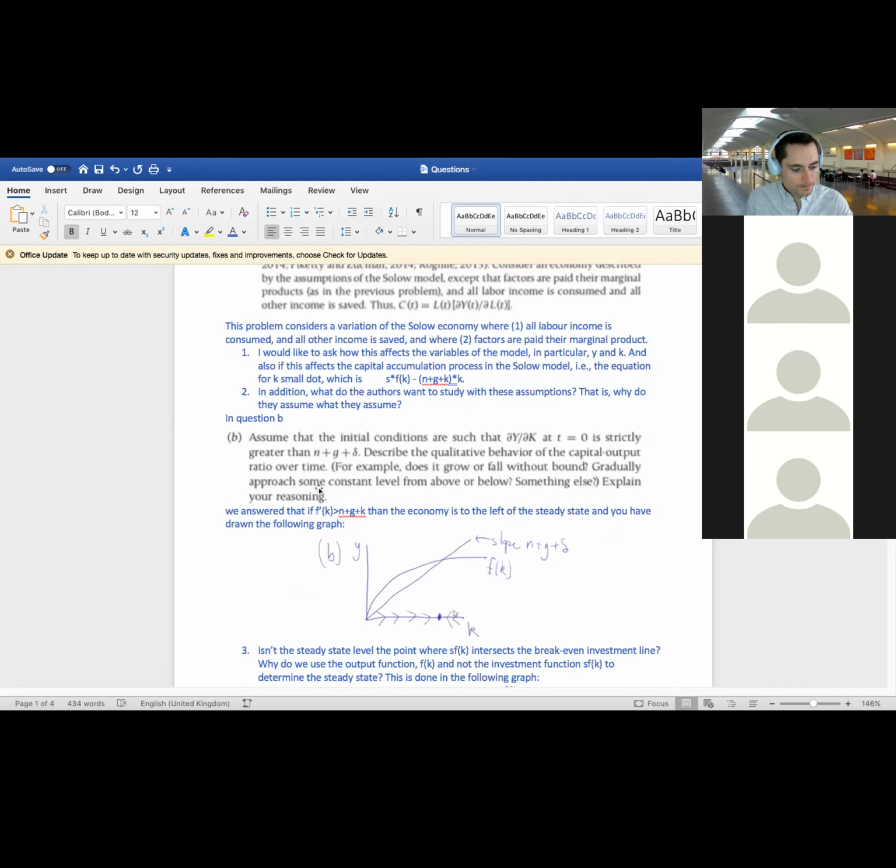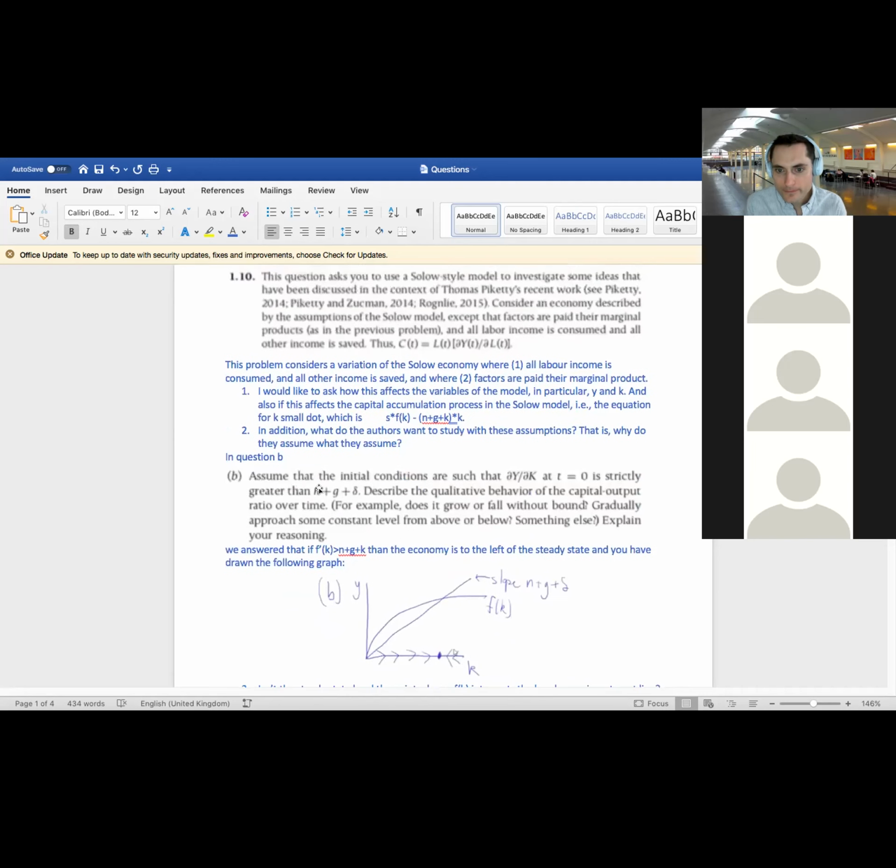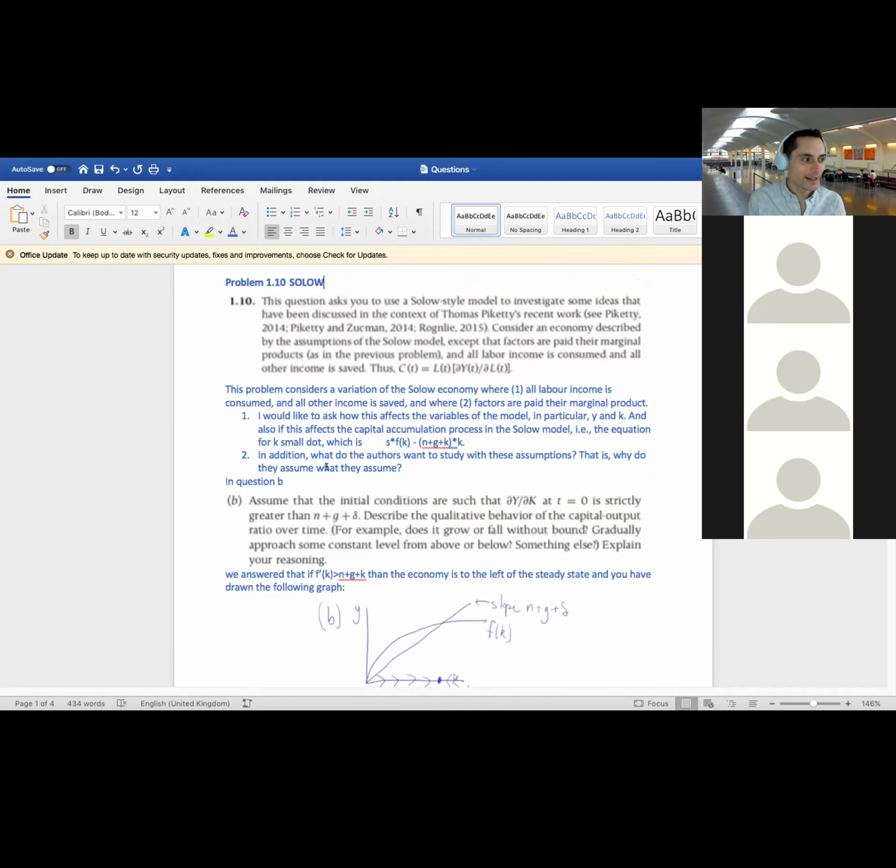And what do the authors want to show in the end? Why do they do that problem about the Solow growth model? So they're trying to refute, in a simple way, this argument from Piketty.